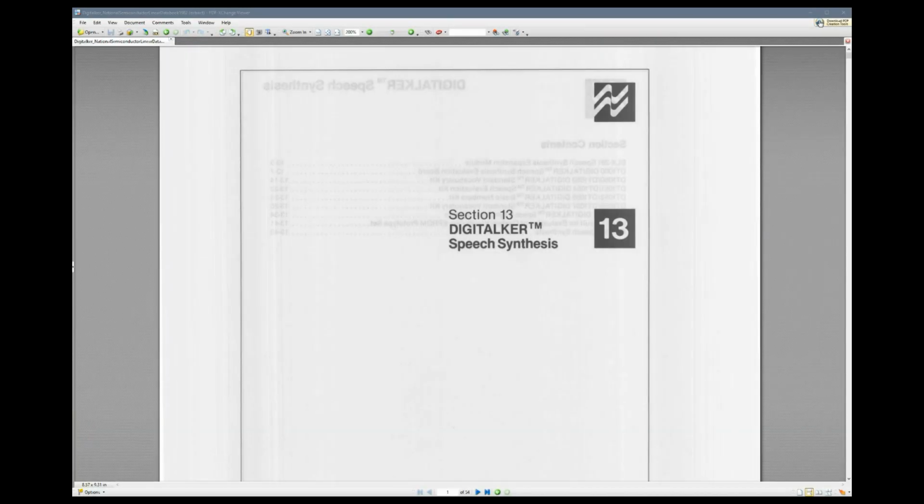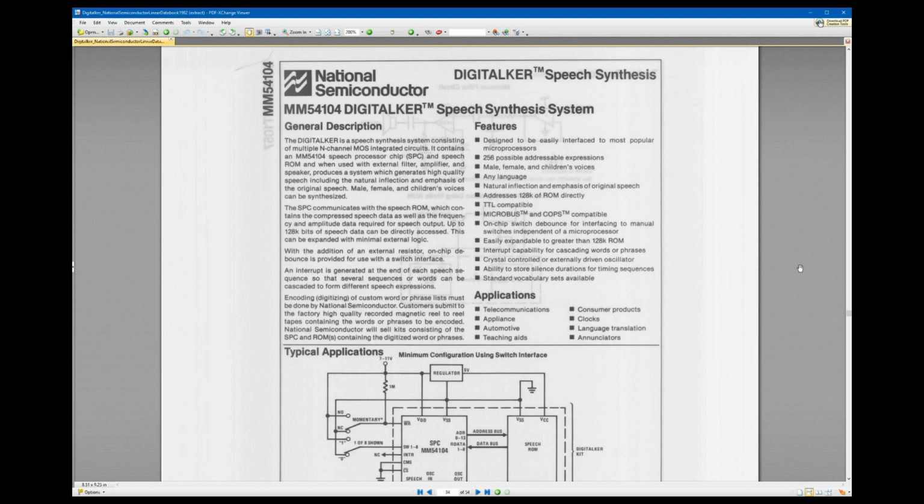Now, one of the Digitalker chipset sellers I encountered was George out in the Netherlands, and George was kind enough to send me not only the SSR1 and SSR2 images for the Digitalker chipset, but also the National Semiconductor datasheets and application notes. So let's start by taking a look at the datasheet for the chip, and then we'll figure out how we can interface it.